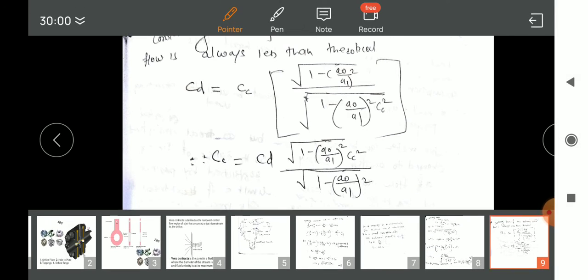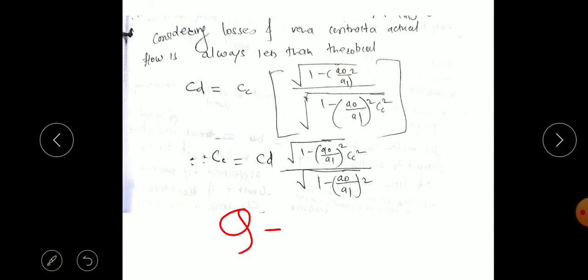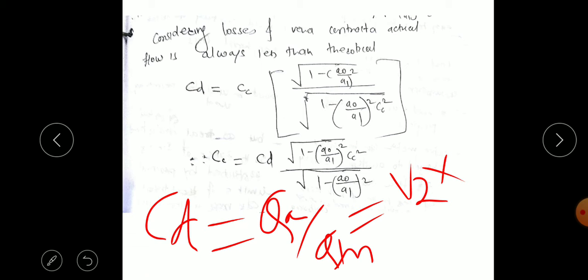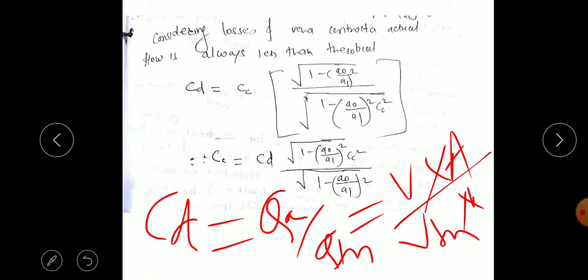So the actual discharge, Q actual, we get by using the coefficient Cd. Cd we know as the actual discharge Q actual upon Q theoretical. That means actual velocity into area upon theoretical velocity into area. So Cd we can write using this equation. Cd we get as Cc.